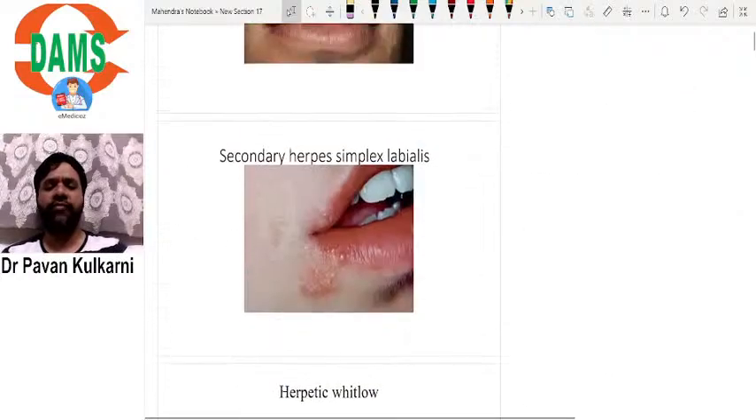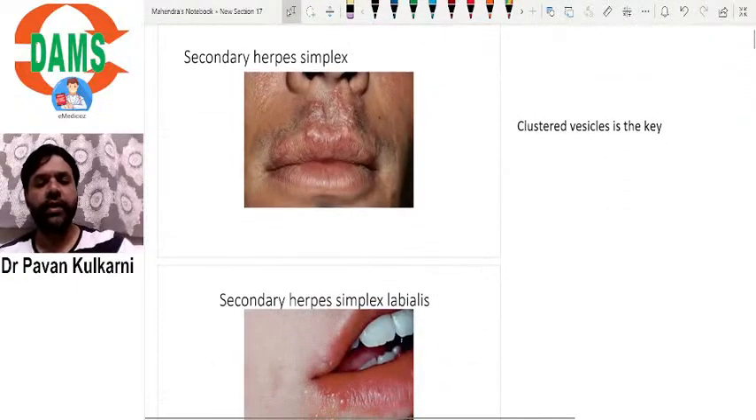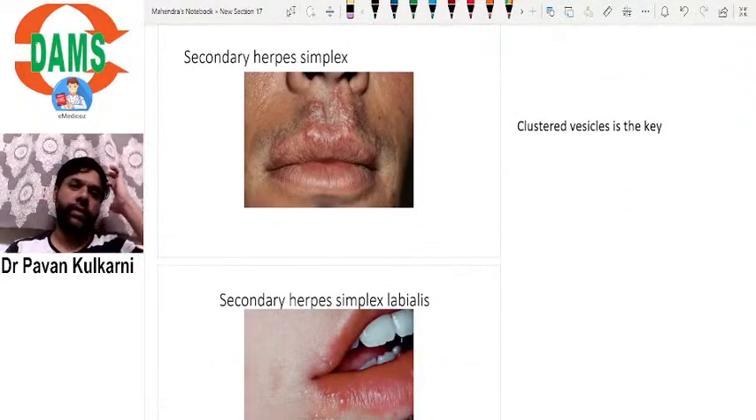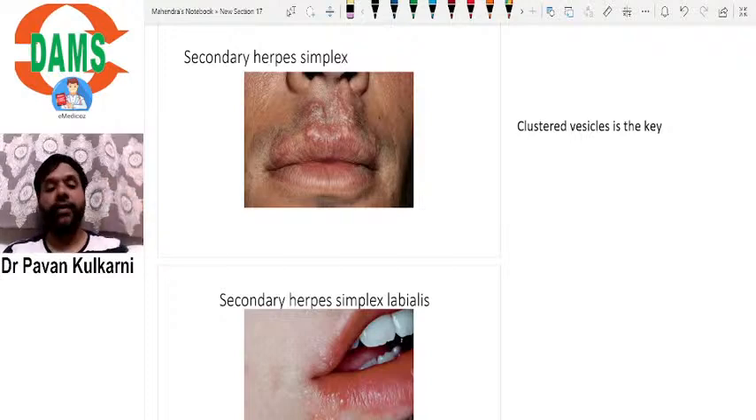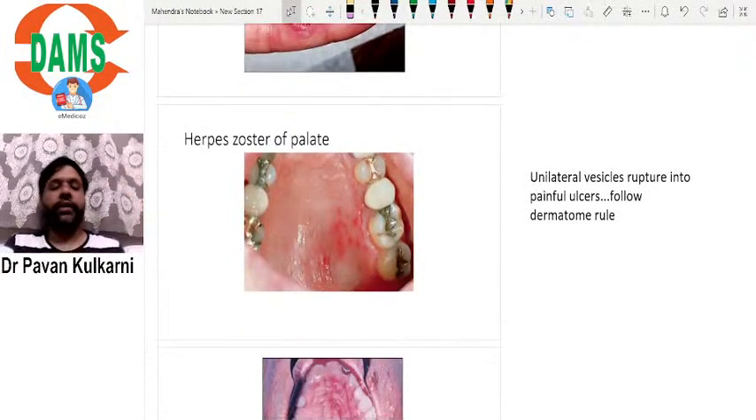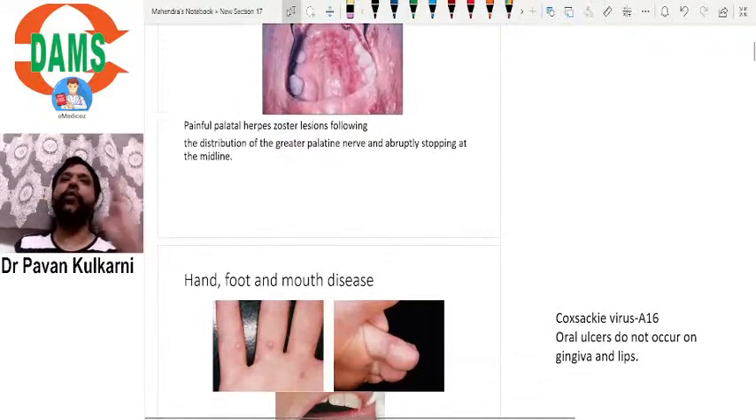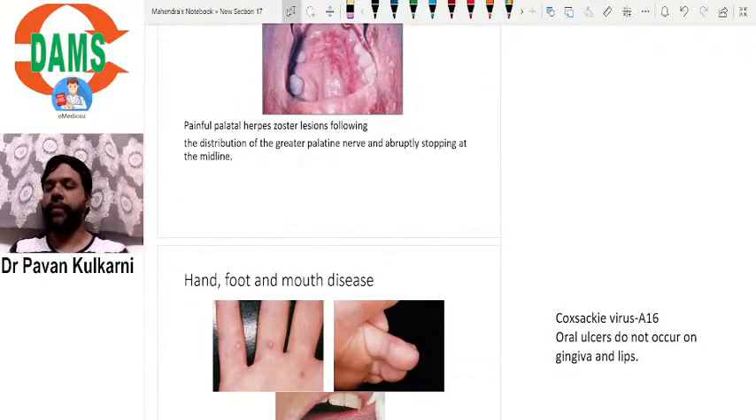I'll just revise in a flash. This is the herpetic gingivostomatitis. This is herpes simplex secondary, which affects the lips. This is the herpetic whitlow. This is the herpes zoster of the palate. Herpes zoster of the palate. You should note that unilateral vesicles will be there, mainly in herpes zoster.